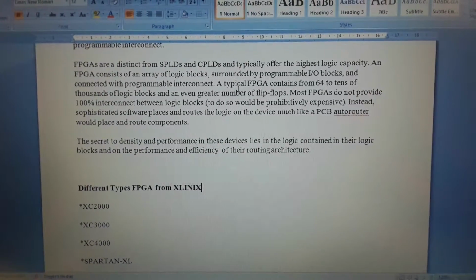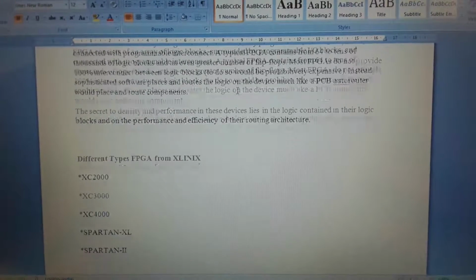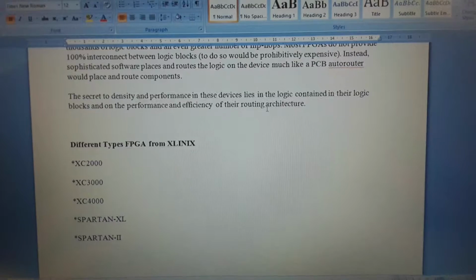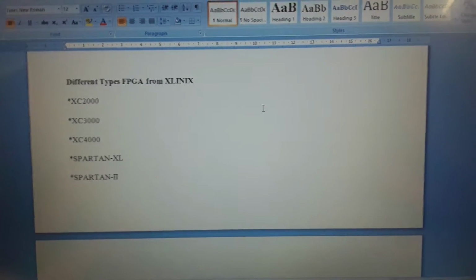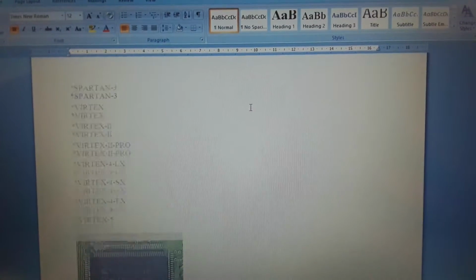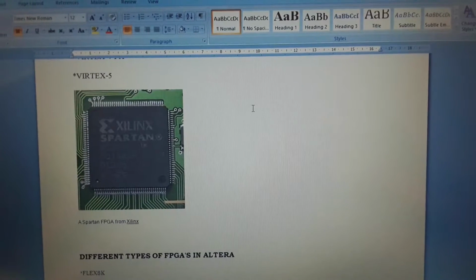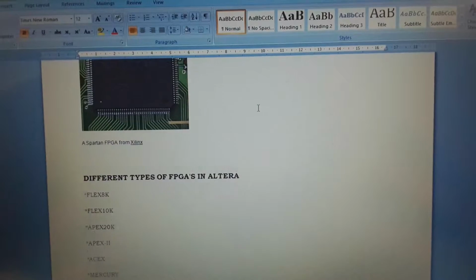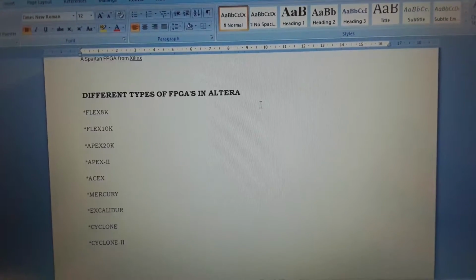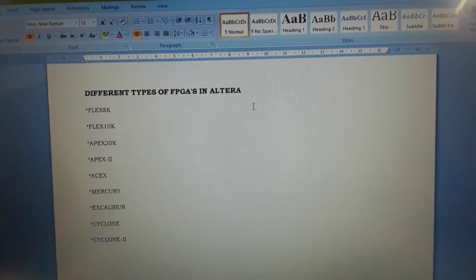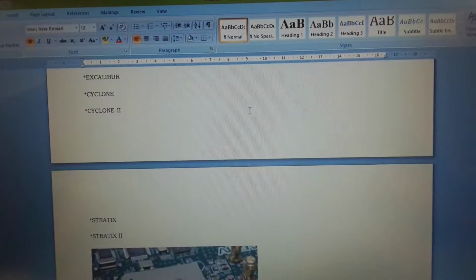Most of them do not provide 100% interconnect between logic blocks. The secret to density and performance in these devices lies in the logic contained. Some types of FPGA in Xilinx are XC2000, XC3000, 4000, etc. This is the typical picture of a Spartan FPGA from Xilinx. And different types of FPGAs available in Altera are Flex 8K, 10K, Apex 20K, etc.